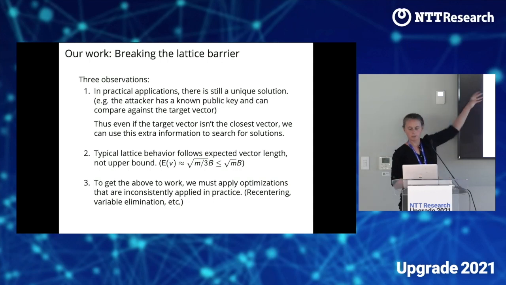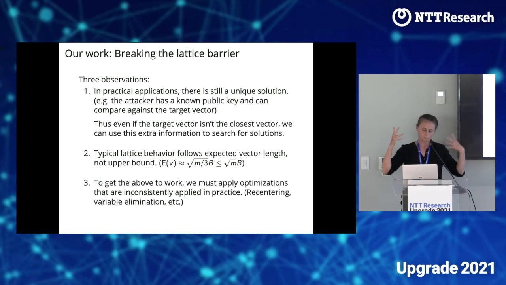That's one observation. The next observation is that there was a missing constant factor in the vector length. In order to capture the behavior of the lattice, the calculations that people were doing were just using an upper bound, which multiplies the length of the vector by the square root of what you expect. But actually, if you compute the expected vector length, you get an extra square root of 3. And it turns out that square root of 3 makes quite a difference for practical parameters.